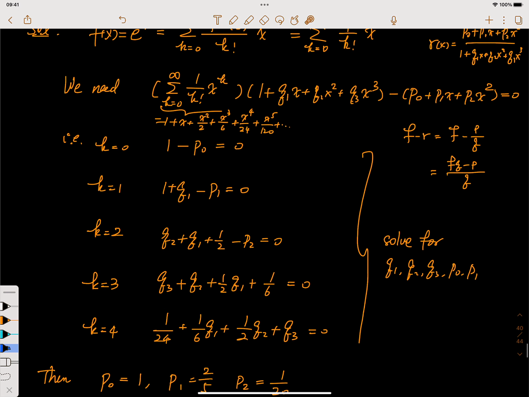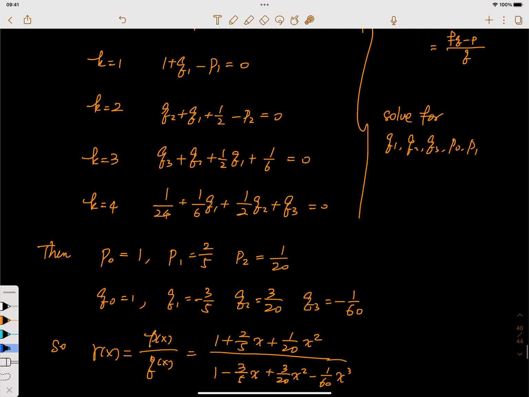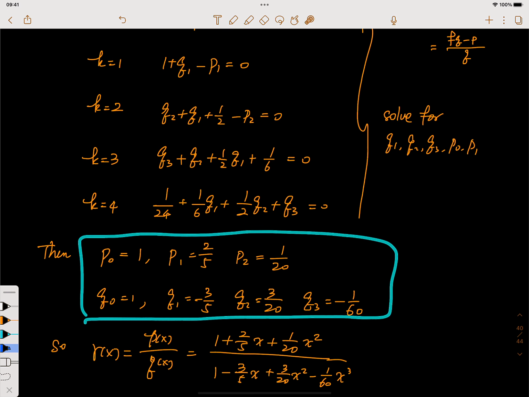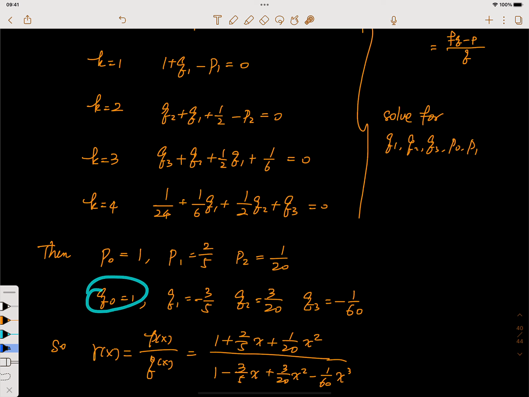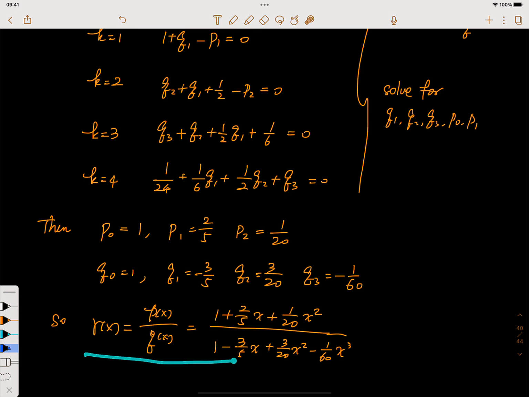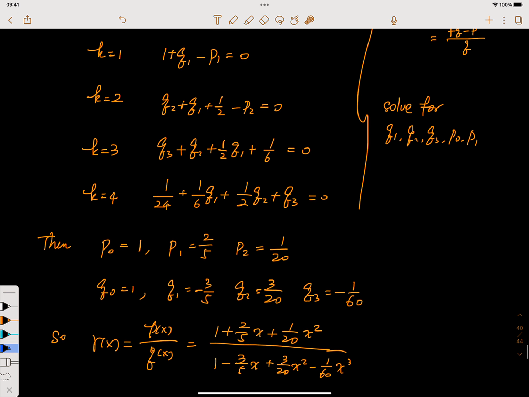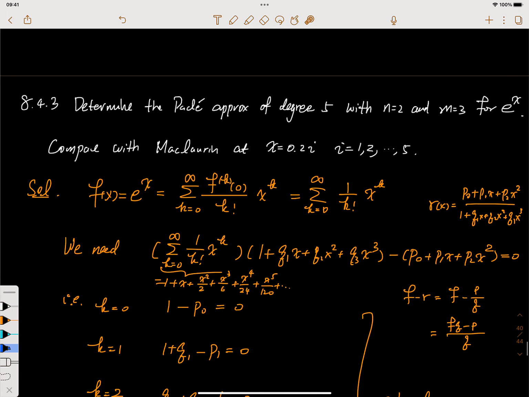So you eventually have 5 equations, and you can solve for these 5 unknowns, which are p0, p1, and q1, q2, q3. Once you solve them, you will get these values. Remember that q0 is always 1. Okay, so that's our r of x, this rational function. This will be our Padé approximation to this function at point 0.